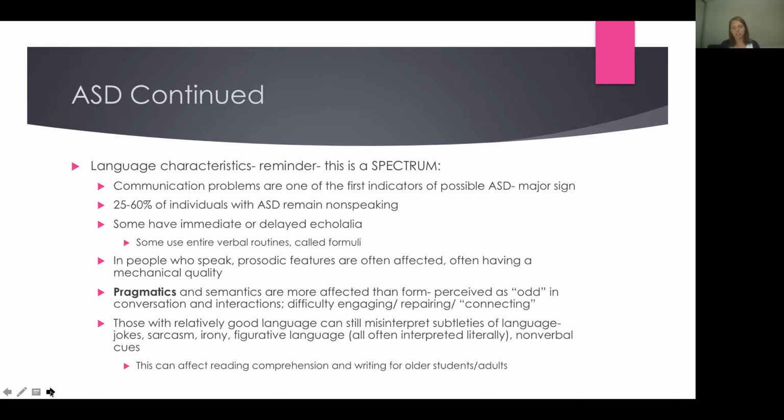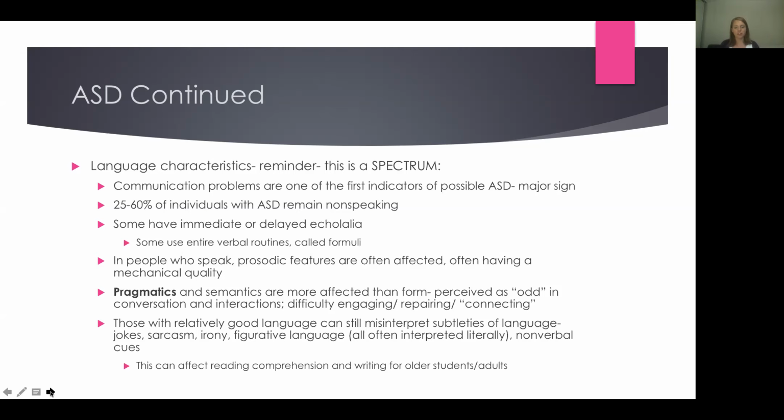Often their prosody is affected if they do talk, and they can sound a little bit halting or mechanical, or they maybe don't use the same intonation as neurotypical people would. They often have more trouble with pragmatics and semantics, especially pragmatics, and this causes them to be perceived as odd sometimes, even if they are higher functioning.